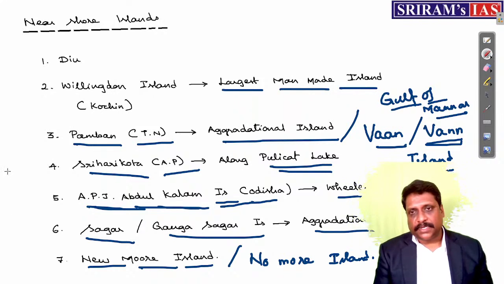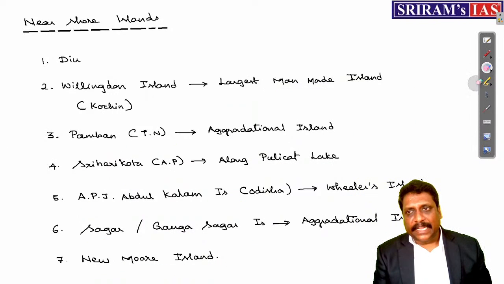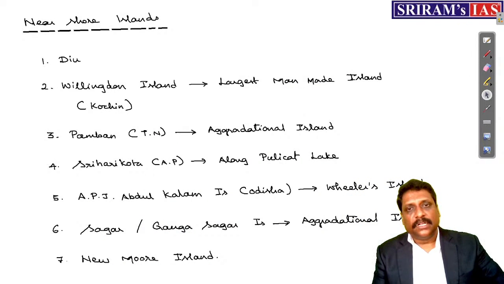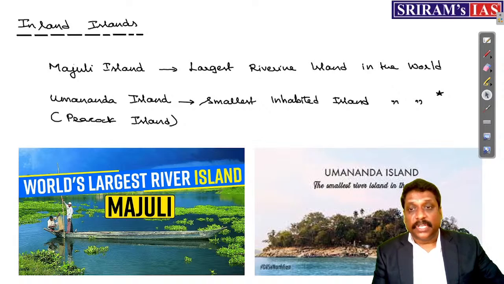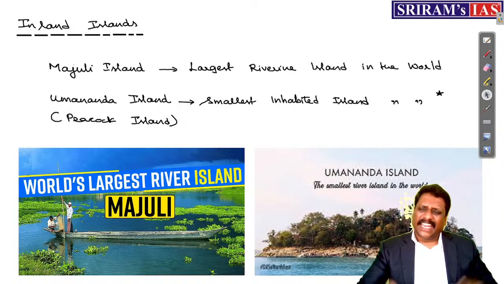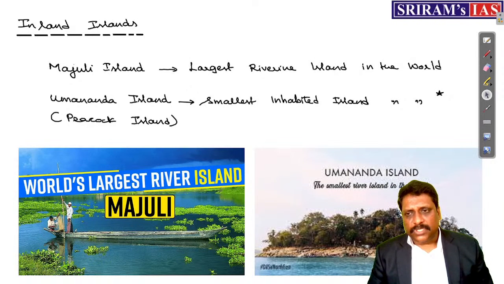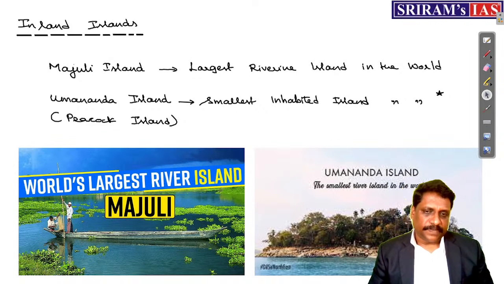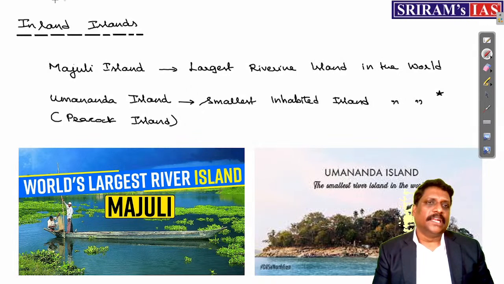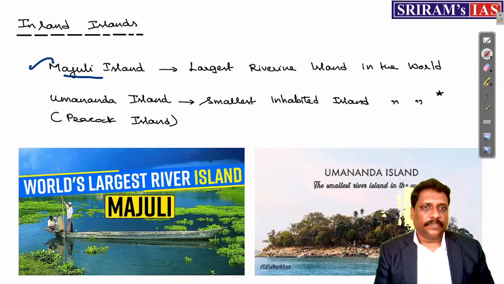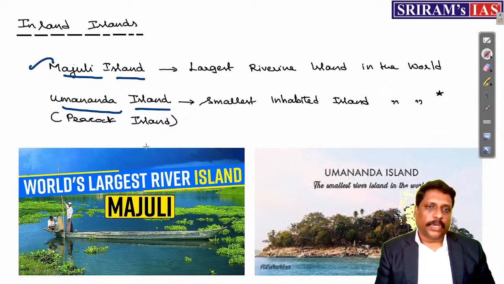Those were the near shore islands. And when I talk about inland islands, my dear friends, what is this? Those islands which are within the land. N number of islands are there, and among them I am taking only the most important ones. In that regard, I am taking only two islands: Majuli Island, Assam, and Umananda Island, Assam. Both are located along the course of the Brahmaputra.